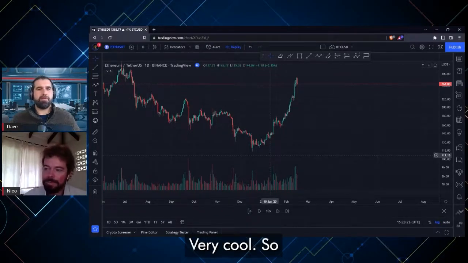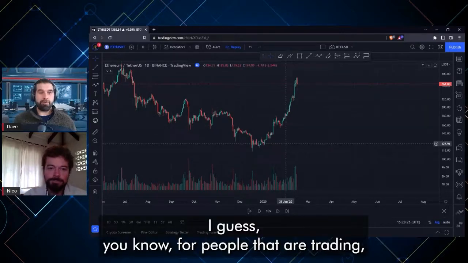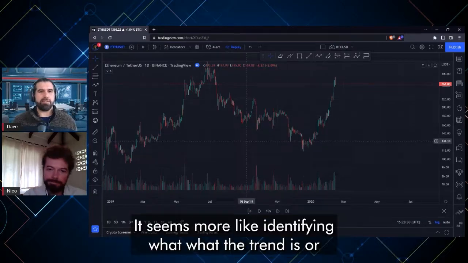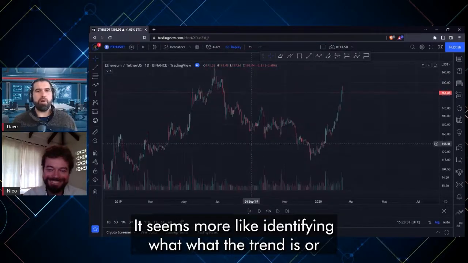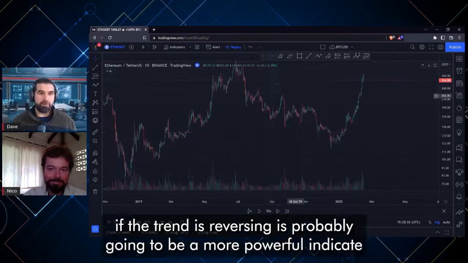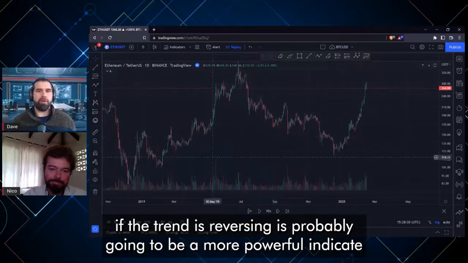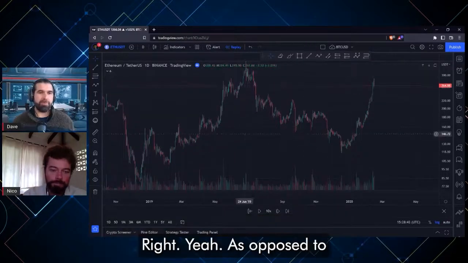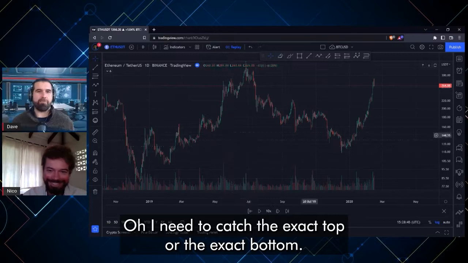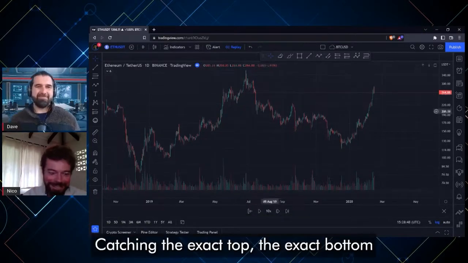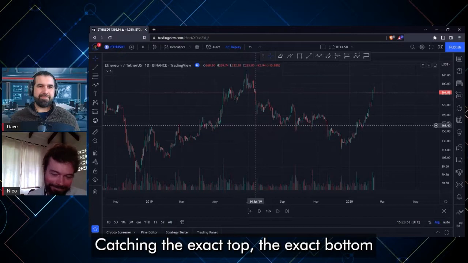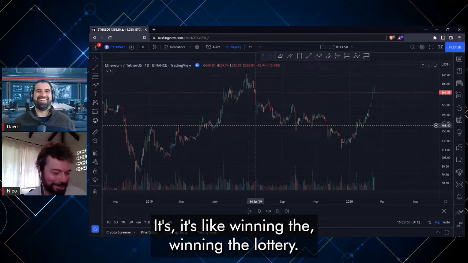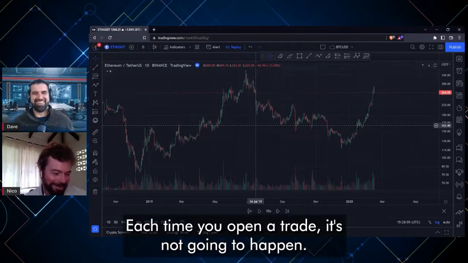Very cool. So I guess, for people that are trading, the goal isn't necessarily to catch the exact tops and bottoms, right? It seems more like identifying what the trend is, or if the trend is reversing, is probably going to be a more powerful indicator for trading and having success in the long term, right? As opposed to saying, oh, I need to catch the exact top or the exact bottom. Exactly. Catching the exact top, the exact bottom. Yeah, it's like finding a unicorn, right? Exactly. It's like winning the lottery. Each time you open a trade, it's not gonna happen.